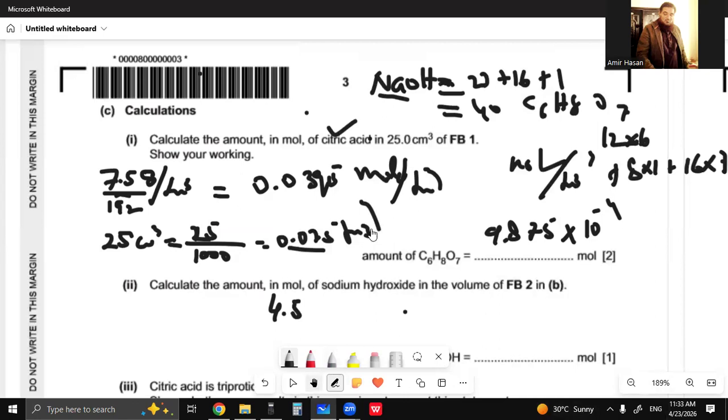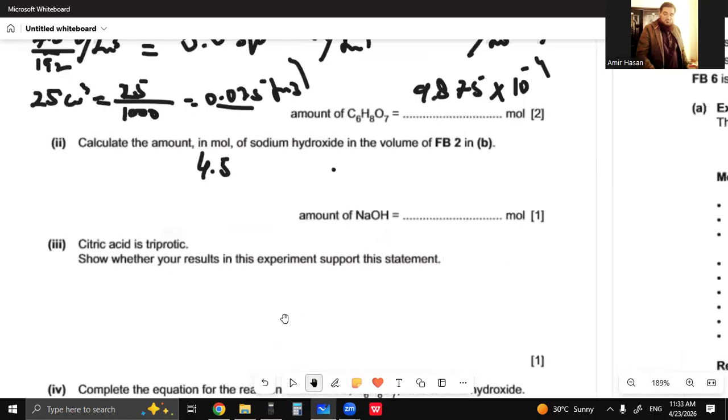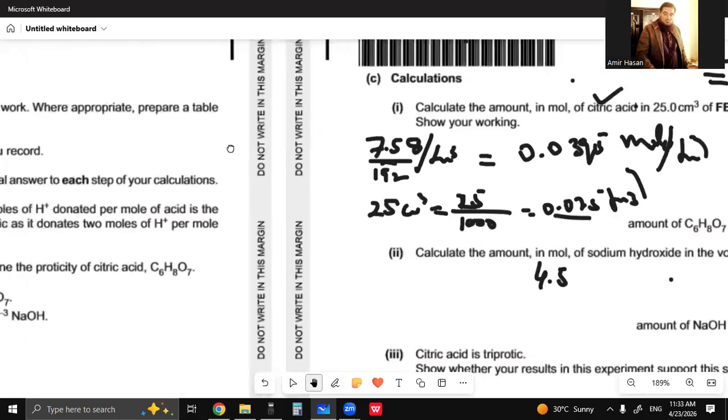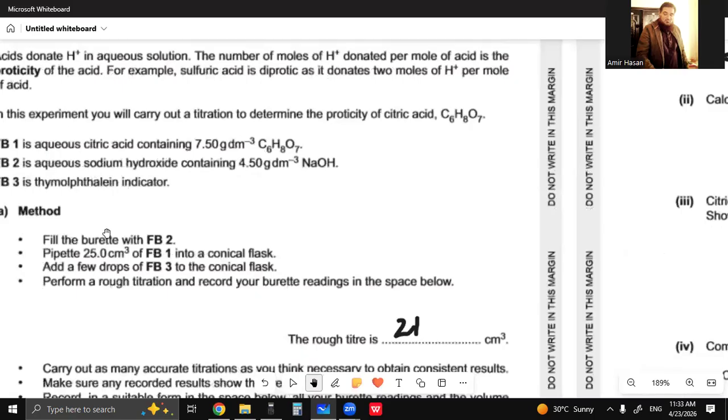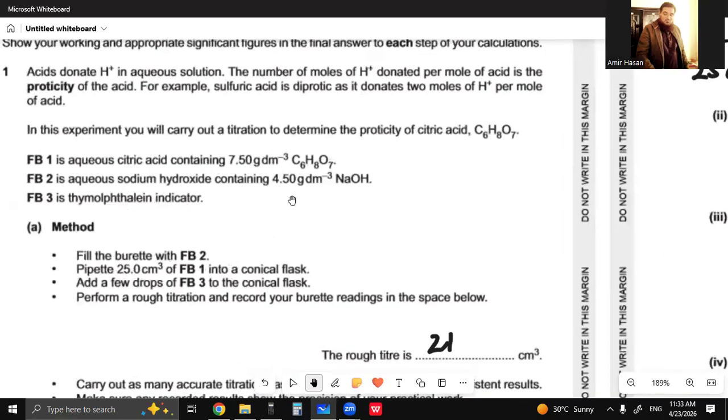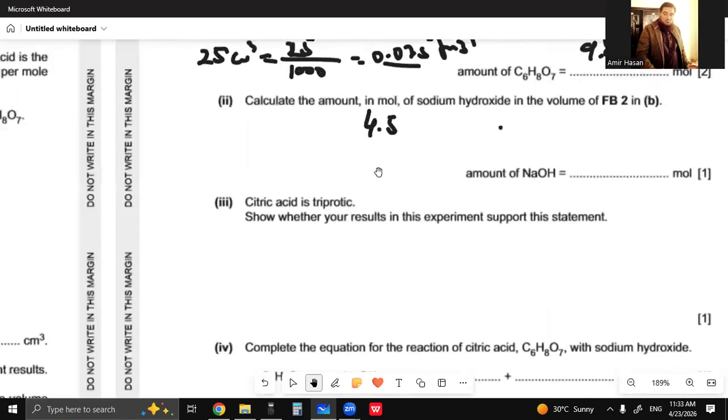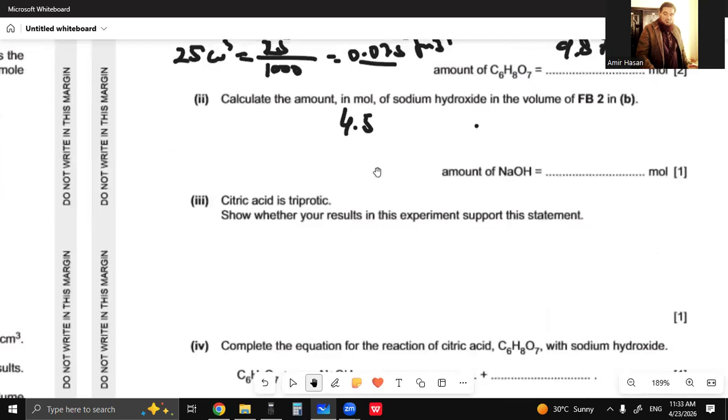The next part of the solution says calculate the amount of mole in sodium hydroxide. Anyone tell me on the comment side how we calculate the moles of FB2. FB2 is sodium hydroxide, okay? You check what is the concentration of sodium hydroxide given. It is given 4.50, okay? Now write 4.50 as the sodium hydroxide concentration.